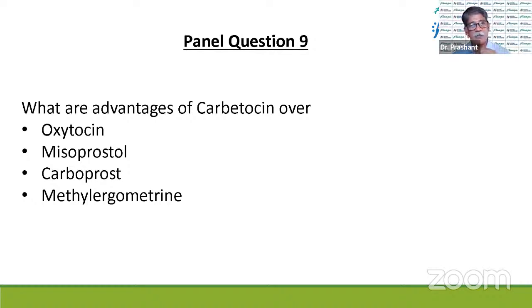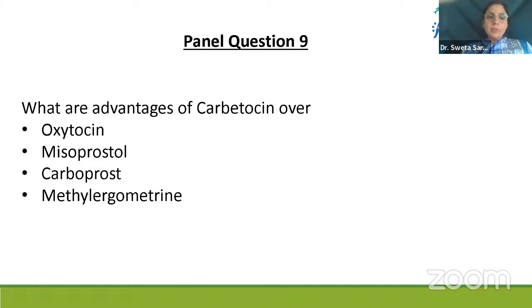What are the advantages of carbetocin over oxytocin, misoprostol, carboprost, and methylergometrine, which of course is contraindicated in hypertension? Advantages of carbetocin over oxytocin we have already discussed. A single dose is needed, no need of continuous infusions. It is heat stable, no need of cold chain and refrigeration. And in prolonged labor when you have already used oxytocin infusion for augmentation, oxytocin may not work that well. In those cases, carbetocin definitely works.